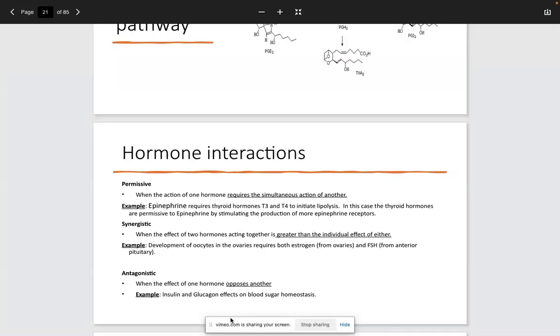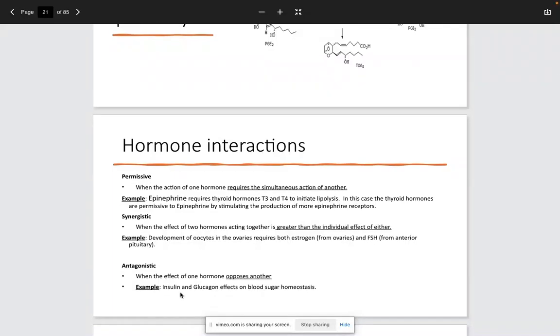Antagonistic, this is the best example of these interactions. Insulin is going to be used to lower blood glucose, whereas glucagon is going to be used to raise blood glucose. So antagonistic means they oppose each other. Synergistic means they have additive effects. Permissive means they require simultaneous actions of another.